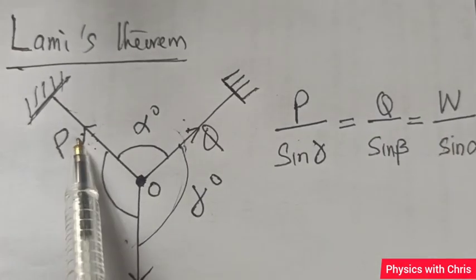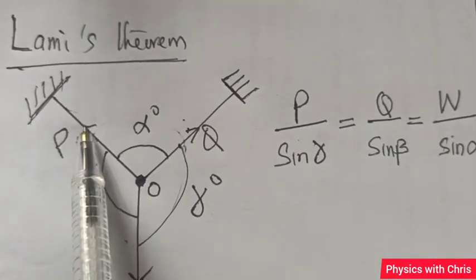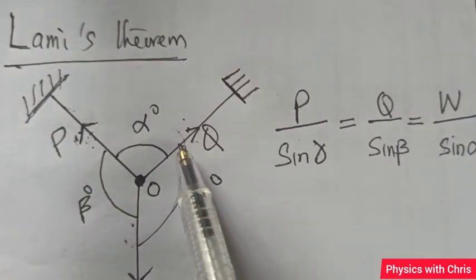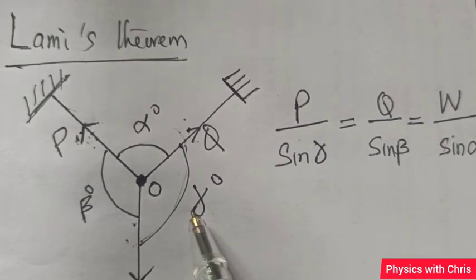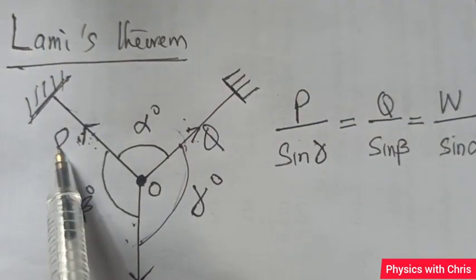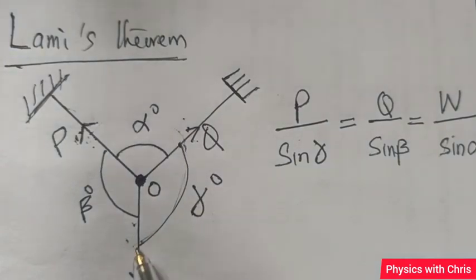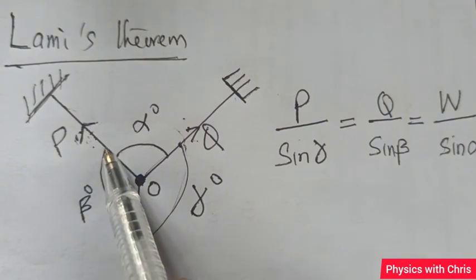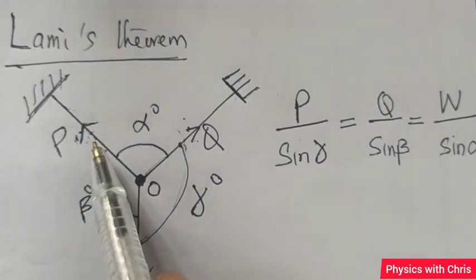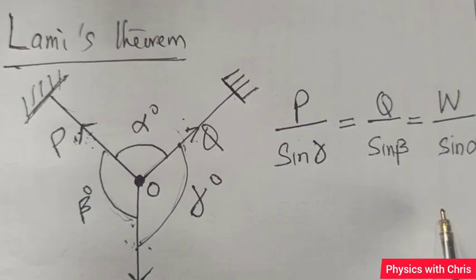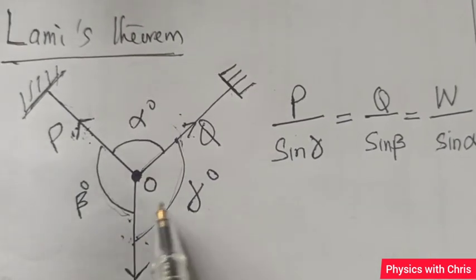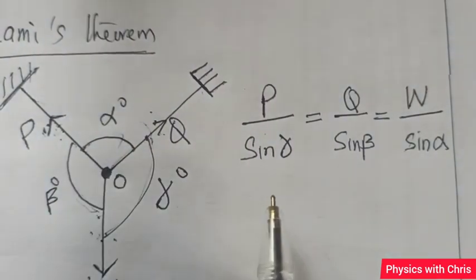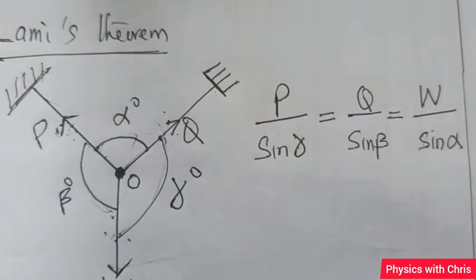This is my force P. Lami's theorem says the ratio of this force P, to the sine of the angle between the other two forces, that is angle gamma, is equal to force Q over the sine of the angle subtended by the other two force lines. I'll also take W over the sine of angle alpha, which is the angle between the other two forces P and Q.